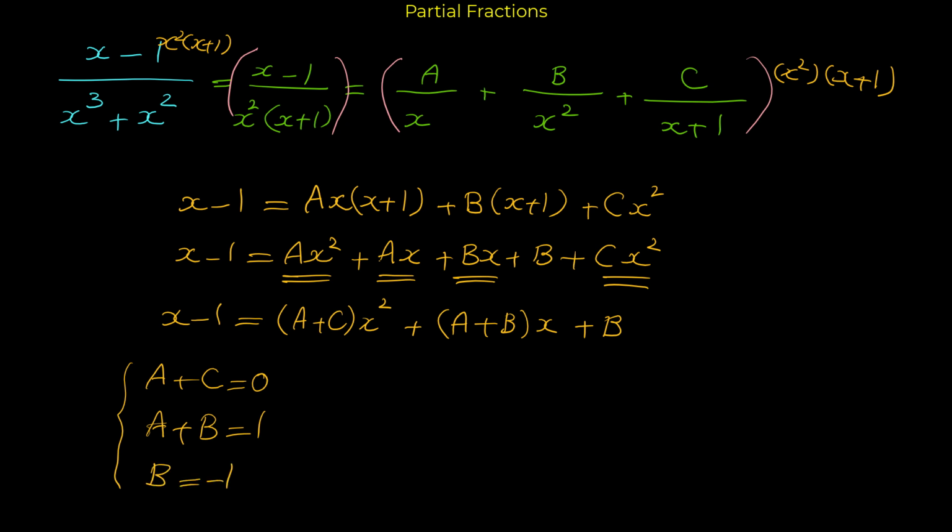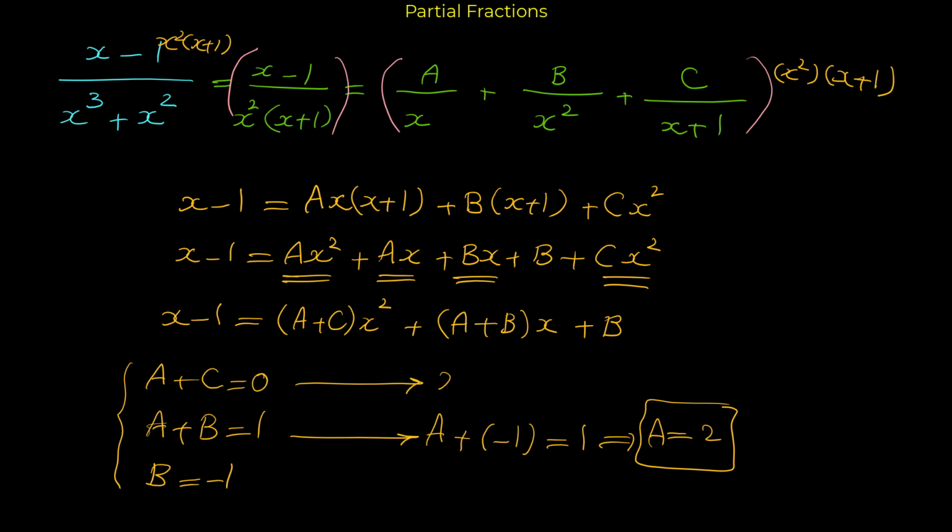Now that we know the value of B, we can substitute this value in the above equation to find A. So, attention, B is negative 1. We substitute this value in the second equation, then we have A plus negative 1 is 1, so A is 2. Now that we have the value of A, we can substitute this value in the first equation, and then we have 2 plus C is 0, and so C is negative 2.